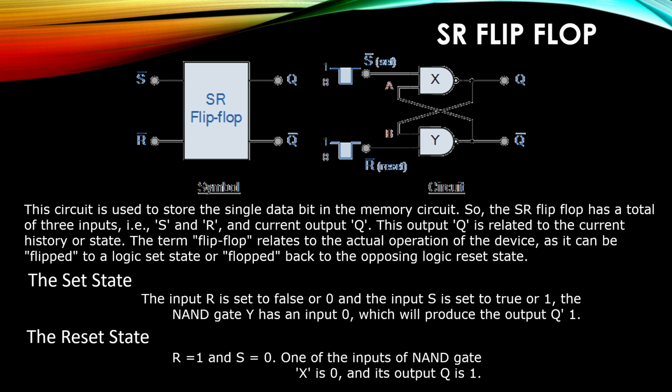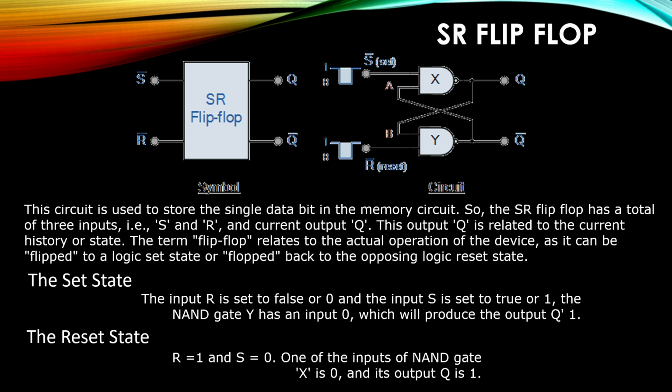The SR flip-flop has a total of 3 inputs, that is, S and R, and the current output Q. This output Q is related to the current history or state. The term flip-flop relates to the actual operation of the device, as it can be flipped to a logic set state or flopped back to the opposing logic reset state.